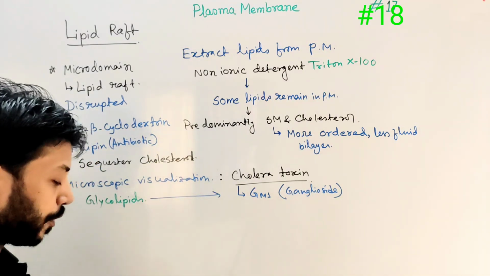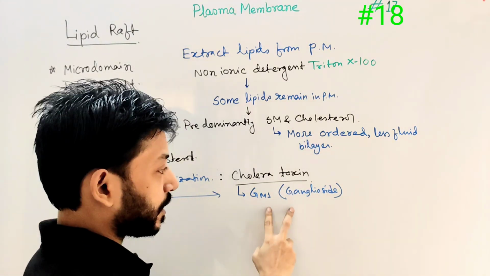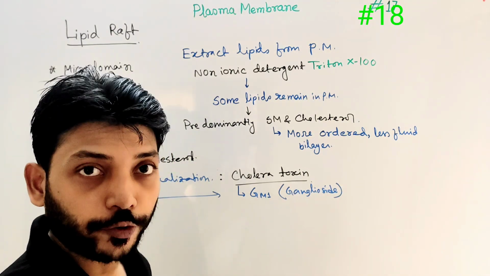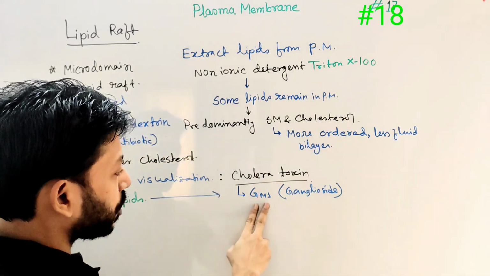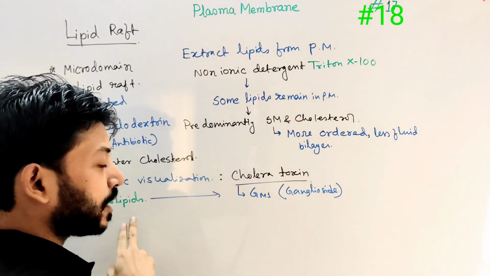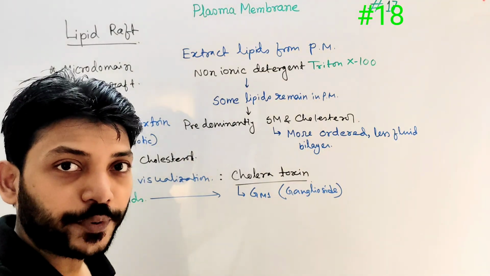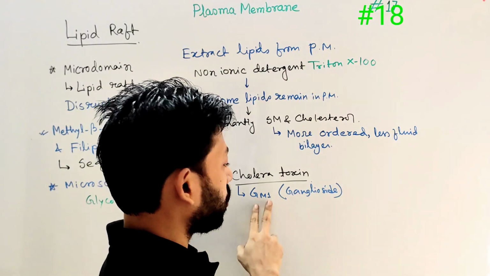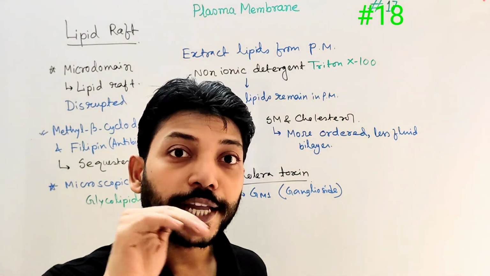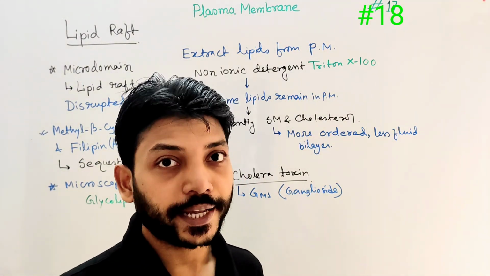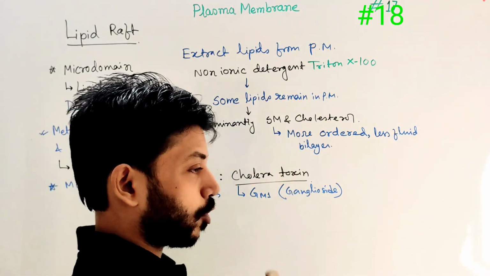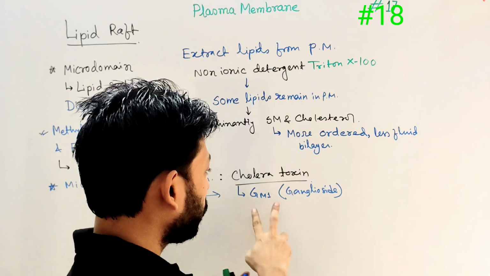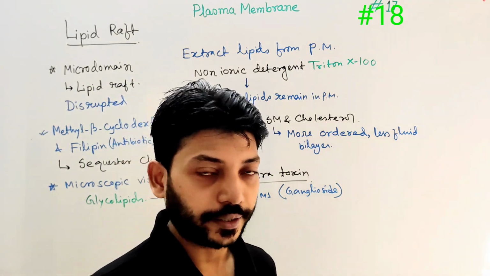One example of glycolipids. I have made a separate video on sphingolipids, and in that video I have mentioned what GM1 or gangliosides are. So this ganglioside, GM1, is a glycolipid that is present abundantly in the lipid rafts. So cholera toxin binds with this GM1 glycolipid to enter inside the cell. So this is the real mechanism of the cholera toxin. Cholera toxin is an exotoxin. To enter inside the cell, it binds with GM1, then it can enter inside the cell.